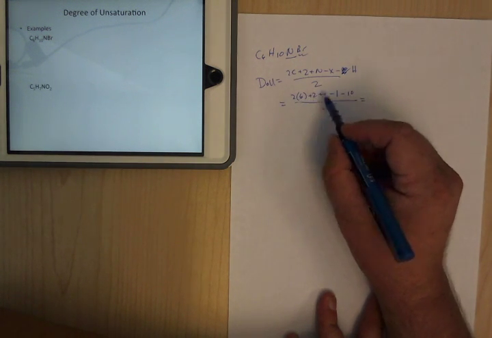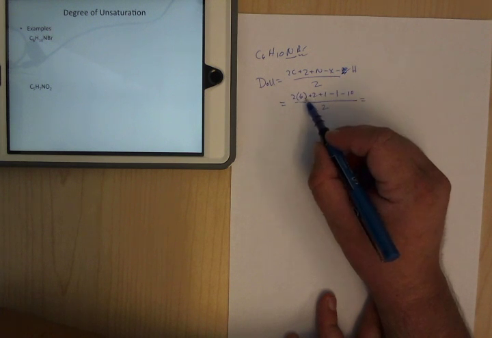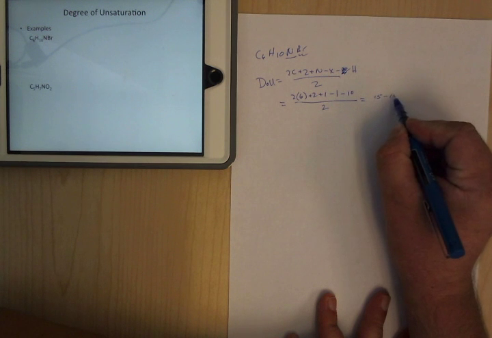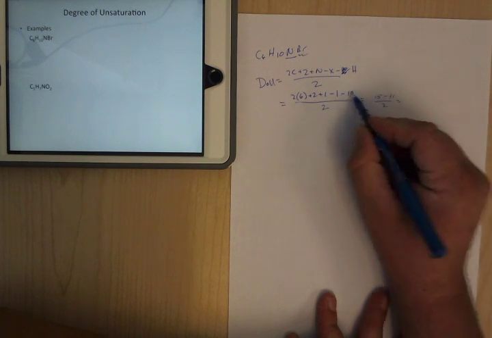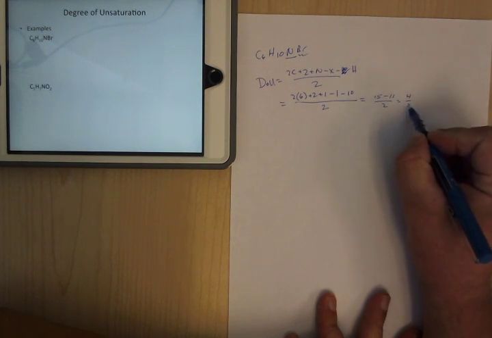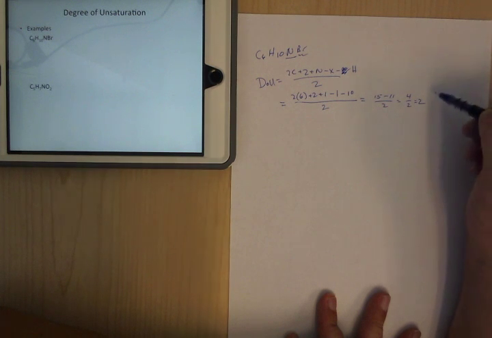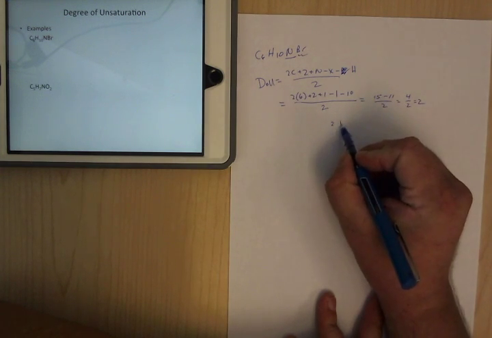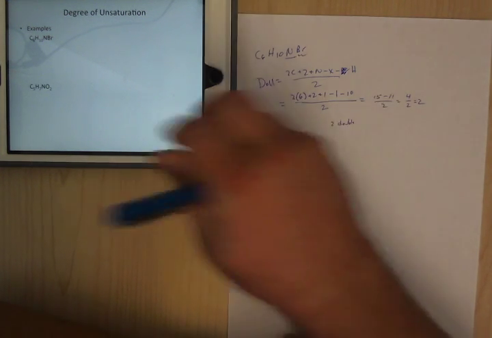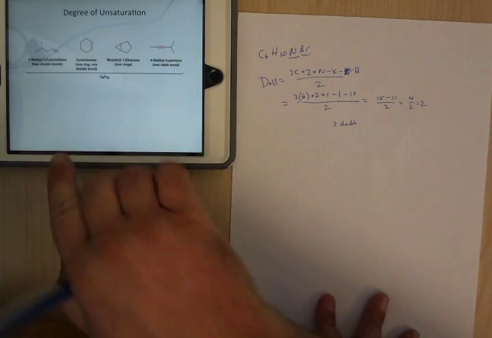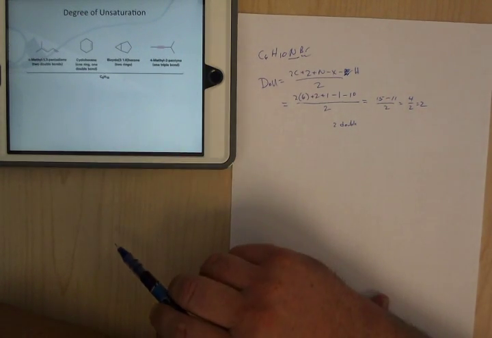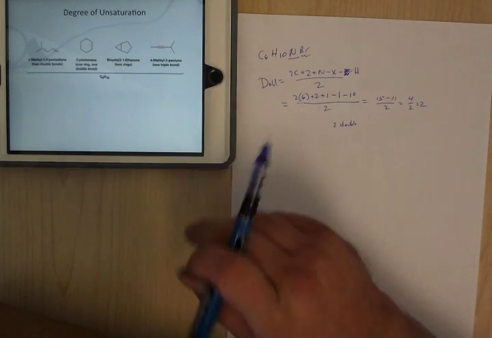12 plus 1 is 13, plus 1 is 14, 15. So it's 15 minus 11 divided by 2, right? So that would be 4 divided by 2, 2. All right, so that means we have 2 degrees of unsaturation, so we can have 2 double bonds, and so on. These guys had 2 degrees of unsaturation, so it could be any one of these sort of situations.